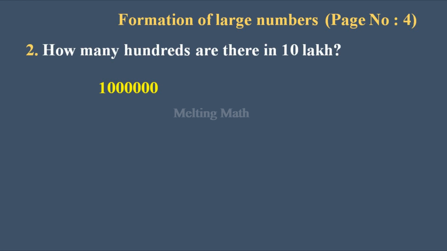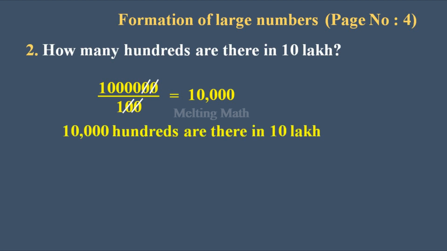Here they asked how many hundreds are present in the 10 lakh. So we have to divide this 10 lakh by 100. Just divide by 100 here, then cancel the zeros. First cancel this 0 for this 0, then cancel this 0 for this 0. Next, write the remaining digits. That is 10,000. 10,000 is the remaining number here. So 10,000 hundreds are present in 10 lakh. So the answer is 10,000 hundreds are there in 10 lakh.